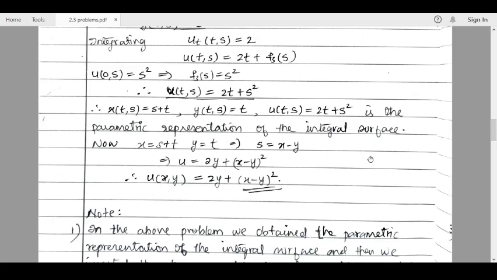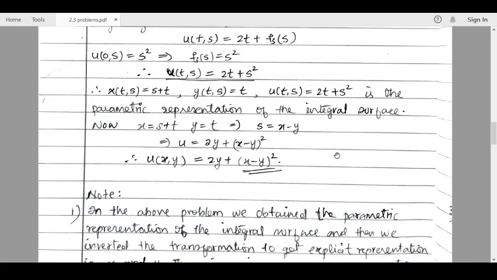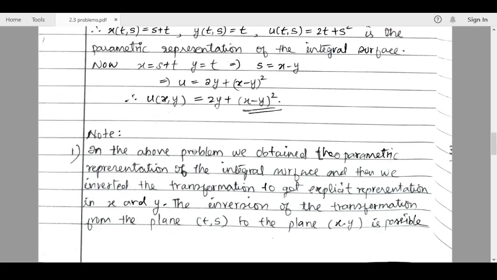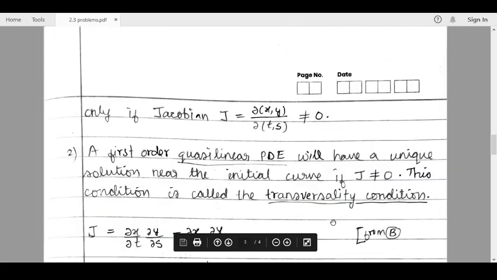Okay, so in this way we can do problems. So here this inversion was easy. Now we see that in the problem we first obtained the parametric representation, and then we inverted the transformation to get the explicit representation in x and y. Now this inversion, it is not necessary that we can always invert it like this. This inversion of the transformation from the plane ts to the plane xy is possible if and only if the Jacobian is non-zero.